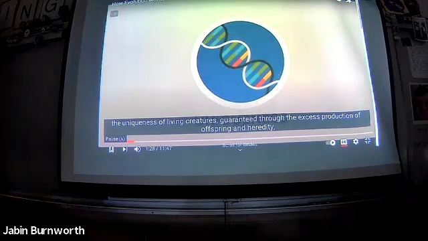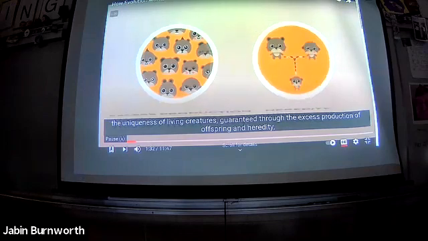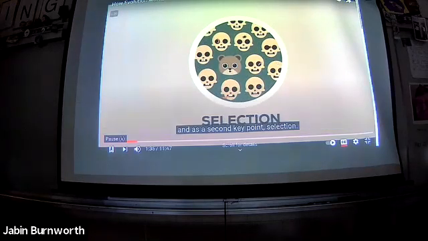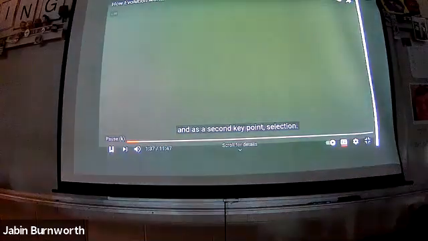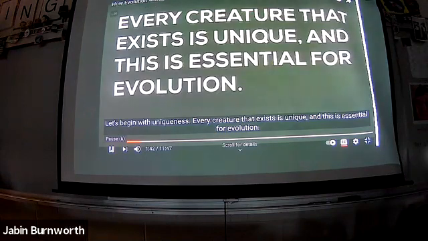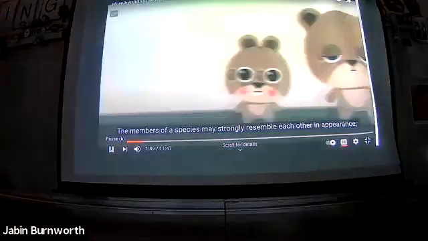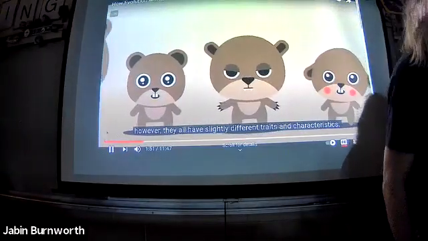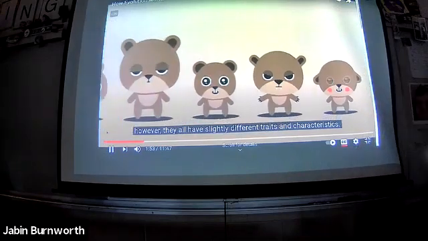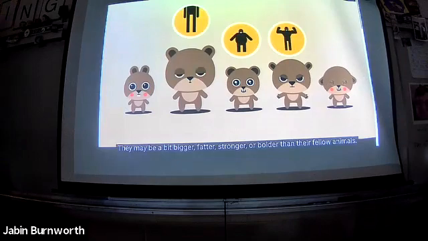The uniqueness of living creatures, guaranteed through the excess production of offspring and heredity, and, as a second key point, selection. Let's begin with uniqueness. Every creature that exists is unique, and this is essential for evolution. The members of a species may strongly resemble each other in appearance, however, they all have slightly different traits and characteristics. They may be a bit bigger, fatter, stronger, or bolder than their fellow animals.